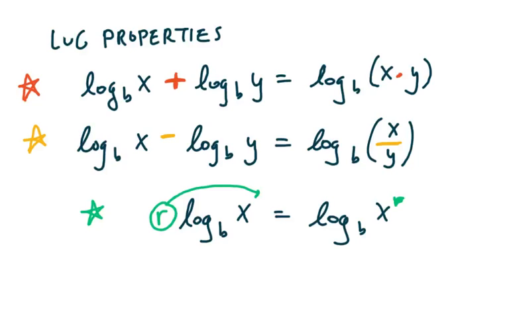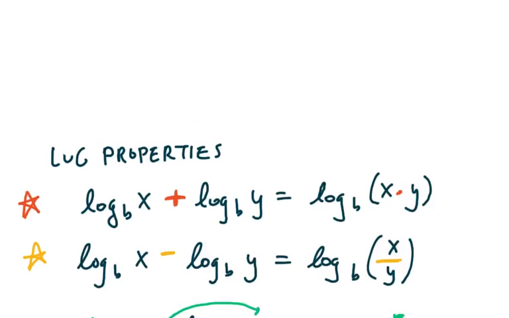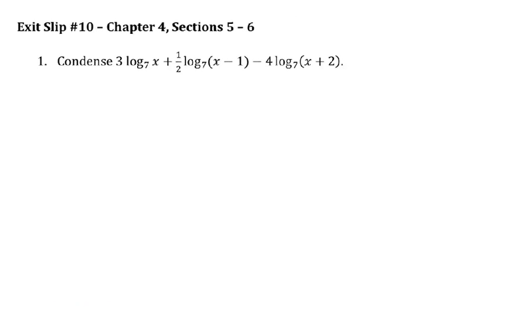So let's go back up to that problem from the exit slip, see if we can put these properties to use. So in this example we are condensing, which means we'll be moving from multiple logs to a single logarithm. I'm going to show some steps, although you may choose to just jump right to your compressed answer. But one step we can start off with is moving these values out front up as exponents.